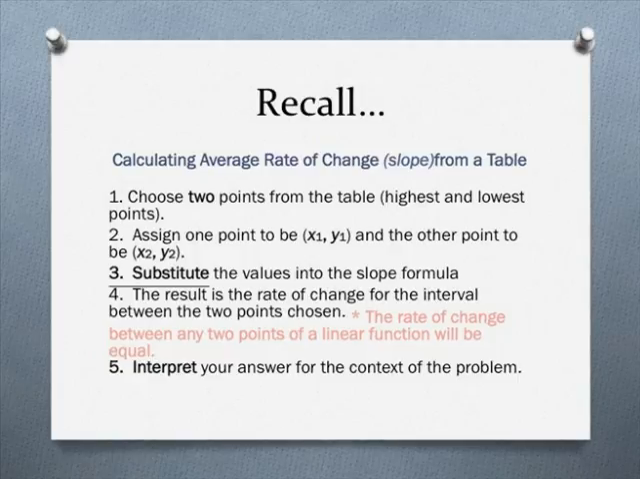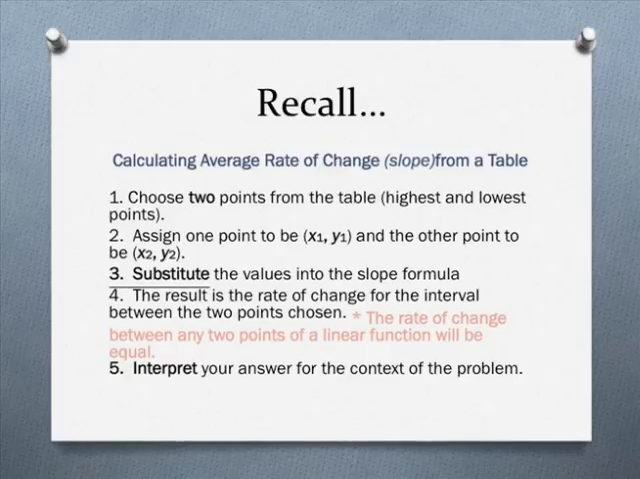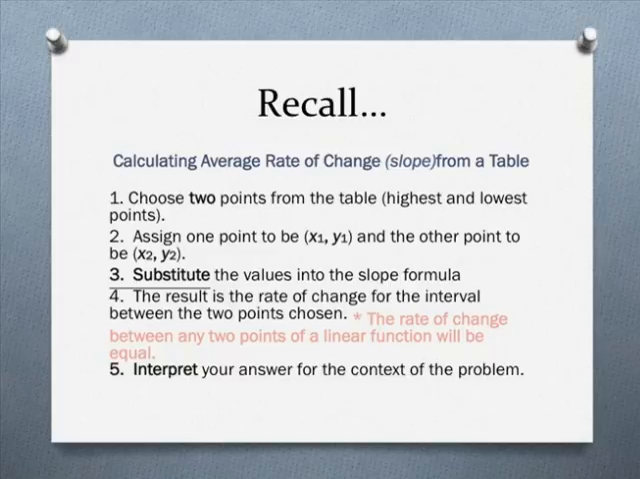Recall, to calculate the average rate of change, the slope from the table, choose 2 points from the table, the highest and the lowest points, and assign 1 point to be your x1, y1, and the other point to be your x2, y2. Substitute the values into the slope formula. The result is the rate of change for the interval between 2 points. Remember, the rate of change between any 2 points of a linear function will be equal. Now, then we will interpret the answer for the context of the problem.